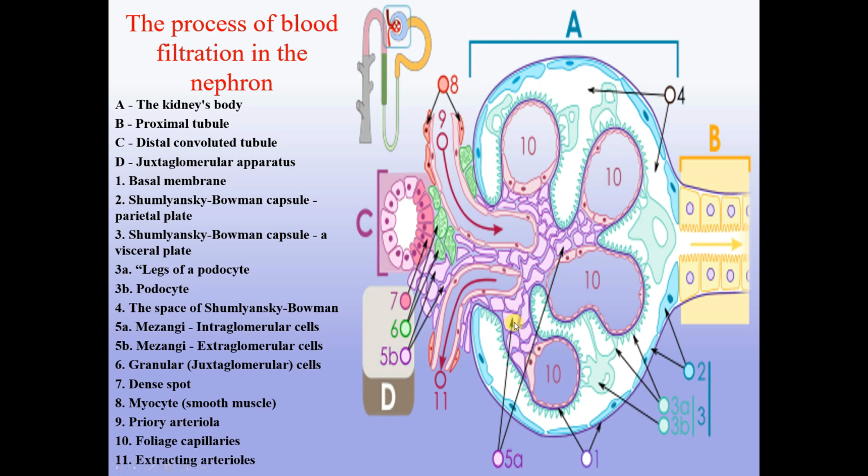5A mesangial intraglomerular cells, 5B mesangial extraglomerular cells, 6 granular juxtaglomerular cells, 7 dense spot, 8 myocyte, 9 afferent arteriole, under 10 glomerular capillaries, and 11 efferent arteriole.